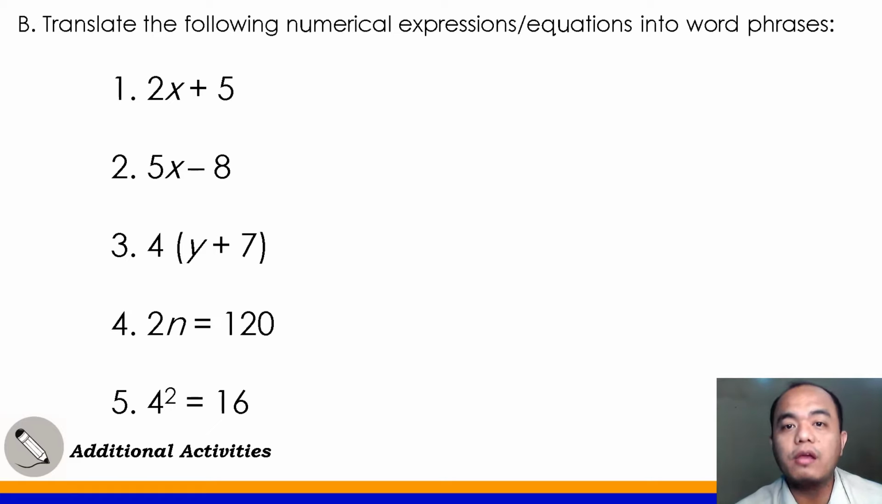Translate the following numerical expressions, equations into word phrases.